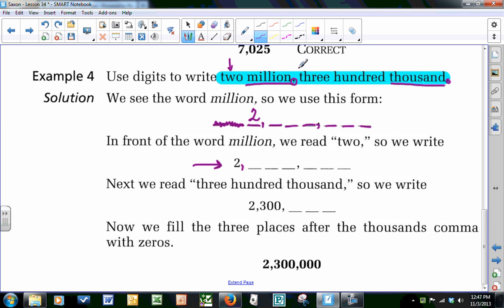Now we're ready to focus on this part, 300,000. So that's going to be 300, and this is the thousands part. And then notice there's just a period, and you know what goes if there's just a period? That's right, a bunch of zeros. And that's how we use digits to write large numbers.